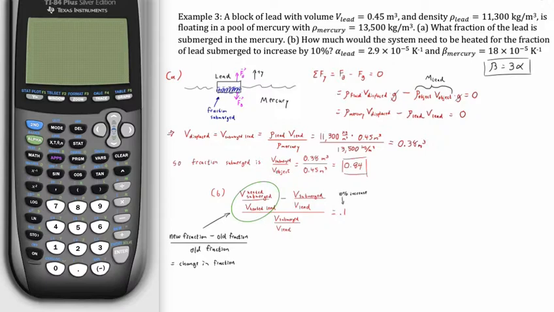Because when anything thermally expands, its density decreases because it gets a greater volume for the same amount of mass. So the density of lead is decreasing, and the density of mercury is decreasing. But mercury is staying denser as the temperature changes, which means that the mercury should start to sink deeper into the lead. Okay?